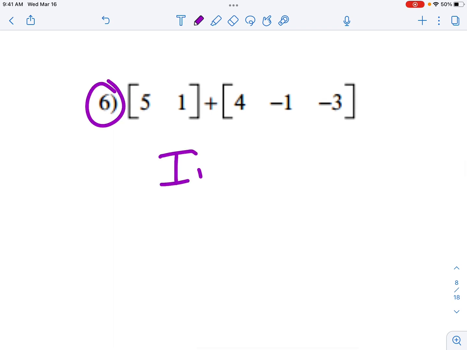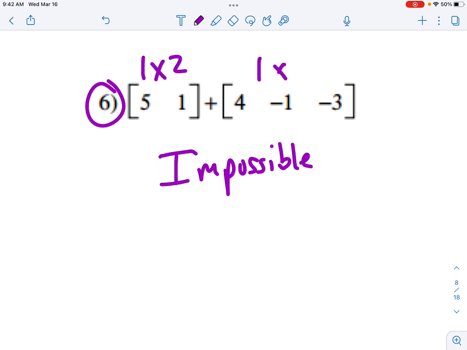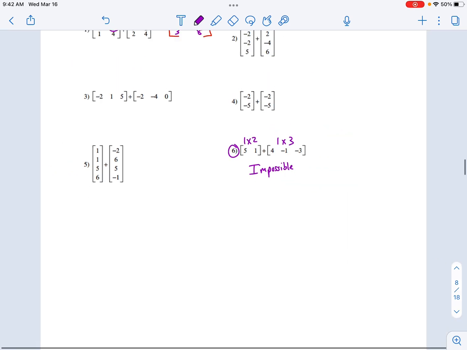Like this one, number 6, you can't do. This one's impossible because you don't have enough elements to add. This is a 1 by 2. It's 1 row by 2 columns. This is 1 row by 3 columns. So you don't have enough elements in this first matrix to add to the second matrix, so you can't do the addition.